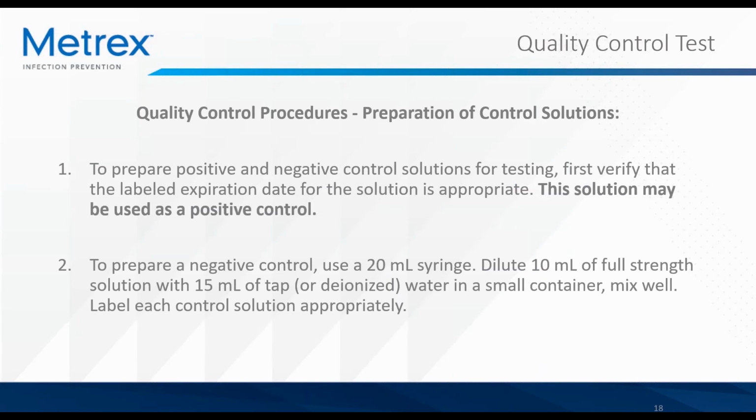A proper QC test begins with proper preparation of the control solutions. Undiluted Metrocide OPA Plus solution serves as your positive control, and your negative control is a dilution of 2 parts Metrocide OPA Plus solution and 3 parts water. In the video and in our IFU, the given measurements are 10 milliliters of undiluted Metrocide OPA Plus and 15 milliliters of water.